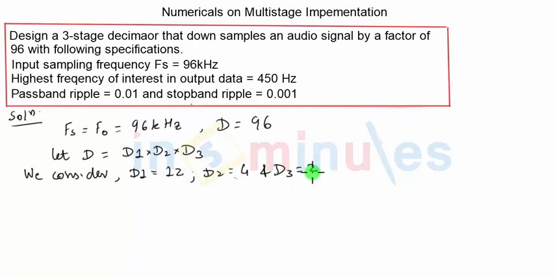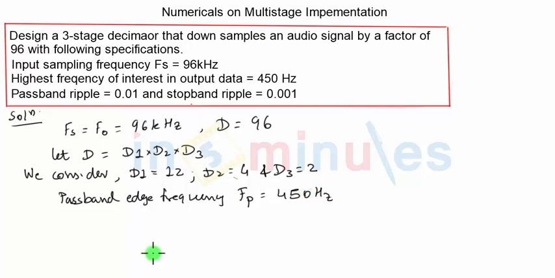Okay, next thing that I'm going to require is something called f-stop, that means the stopband frequency. Now see, the question says the highest frequency of interest is 450 hertz. The highest frequency of interest means the filter must allow that frequency at the output side, and hence that frequency also becomes the passband edge frequency. So for a filter we require the passband edge frequency. I will use the notation Fp. So Fp will become 450 hertz because that's the maximum frequency of interest.